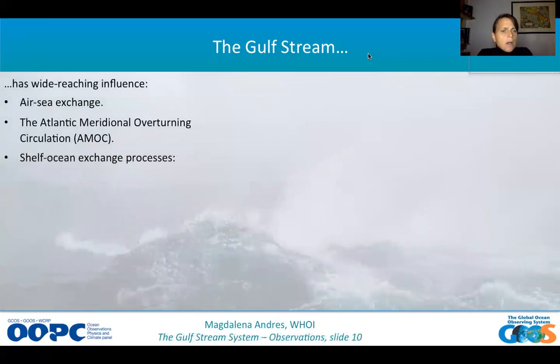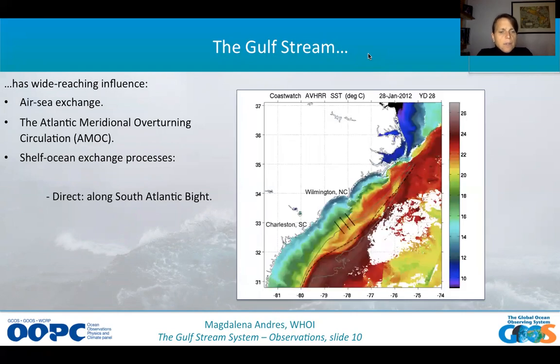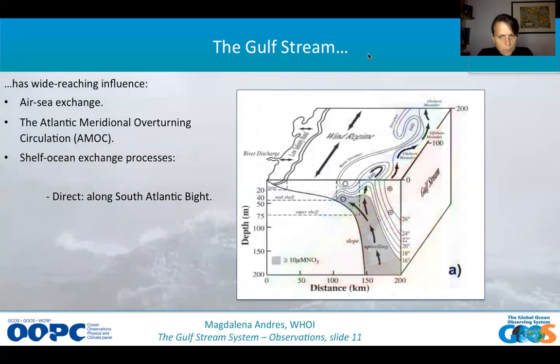The Gulf Stream also plays a tremendous role in shelf-ocean exchange processes. Between Florida Straits and Cape Hatteras, these interactions can be direct as the Gulf Stream undergoes frontal meanders, which can upwell nutrient-rich waters directly from the deep ocean onto the outer continental shelf.